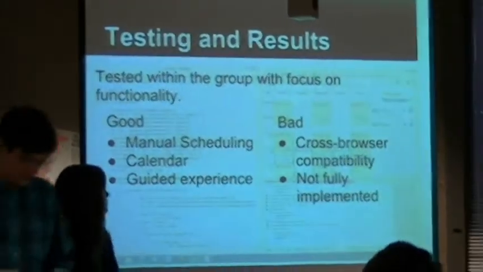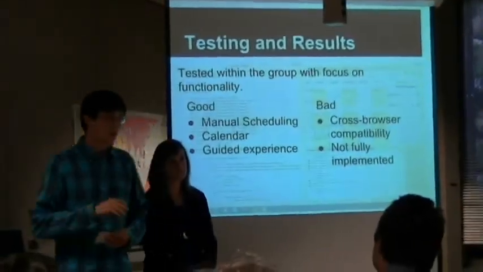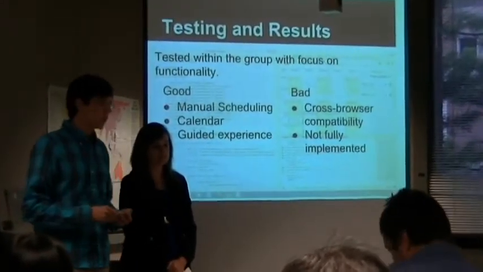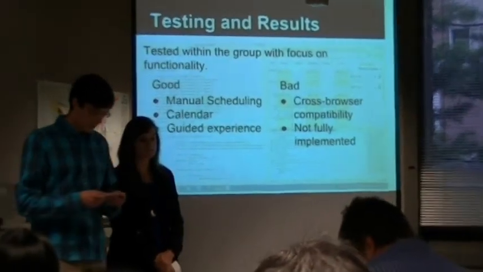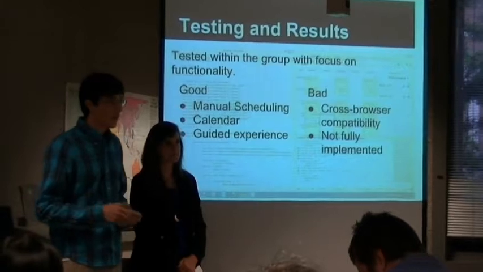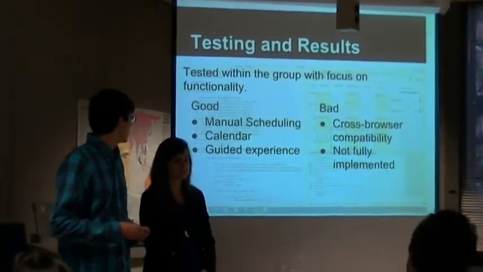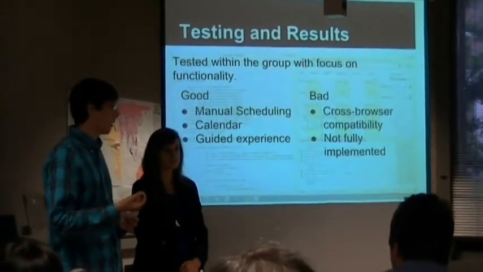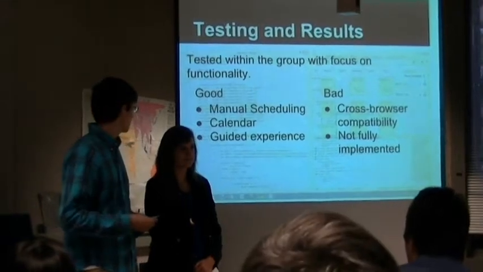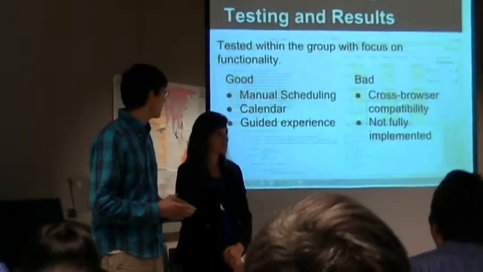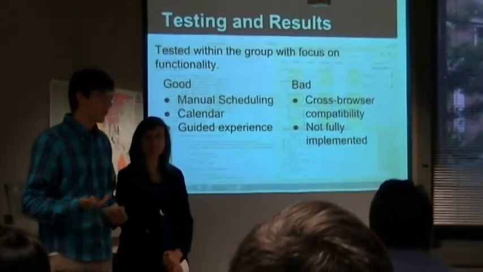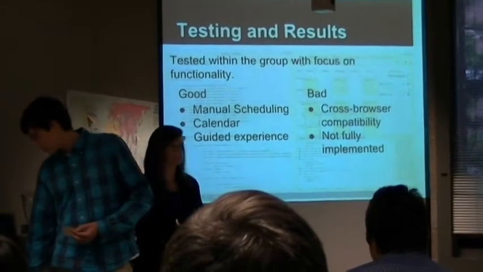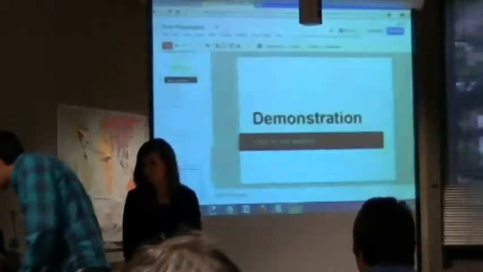All right, so as far as testing the results goes, we ended up making a whole myriad of different mock-ups before we came up with the design that you saw previously. Coding itself is essentially an endless cycle of development and testing. So far, what we found with the site is that manual scheduling is easier. The calendar, we think, is a really nice interface, and it's a more guided, streamlined experience. Unfortunately, we had tons of problems with browser compatibility, and not all of our ideas were able to be implemented due to time constraints. And next, we're going to do a demonstration of the site.